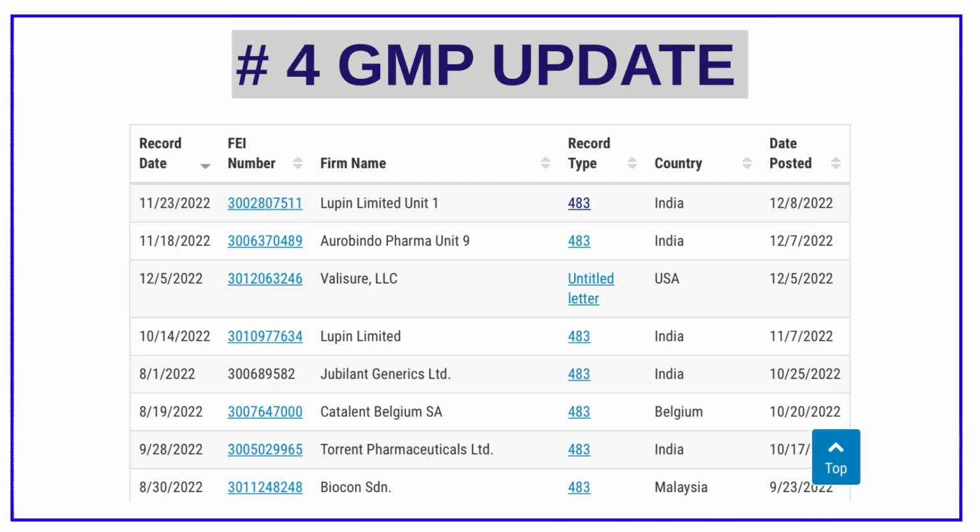Now comes GMP update number 4, and in this GMP update we will visit the USFDA website to know how many Form 483s were uploaded for the month of December related to Indian pharma companies.